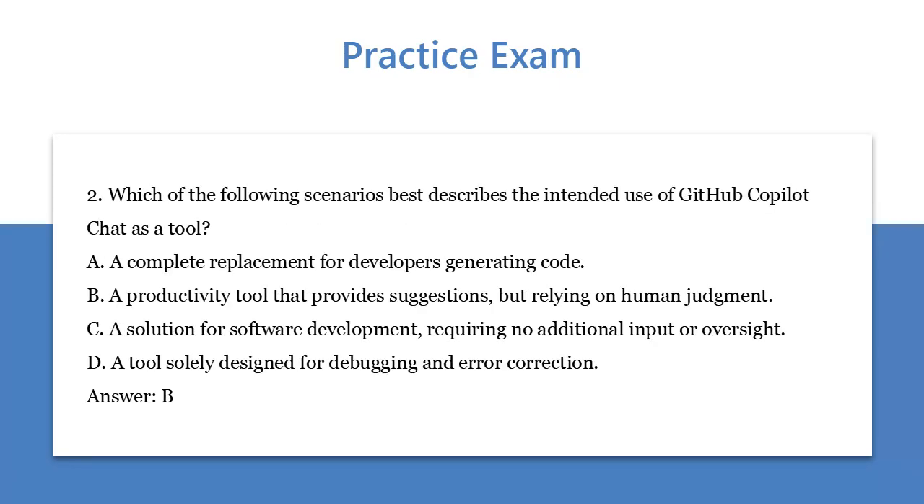2. Which of the following scenarios best describes the intended use of GitHub Copilot Chat as a tool? A. A complete replacement for developers generating code. B. A productivity tool that provides suggestions, but relying on human judgment. C. A solution for software development, requiring no additional input or oversight. D. A tool solely designed for debugging and error correction. Answer. B.